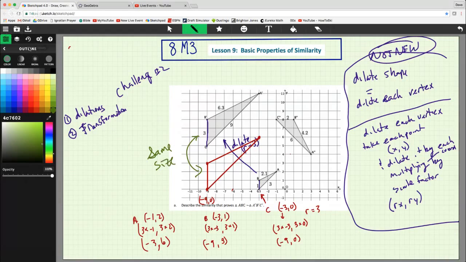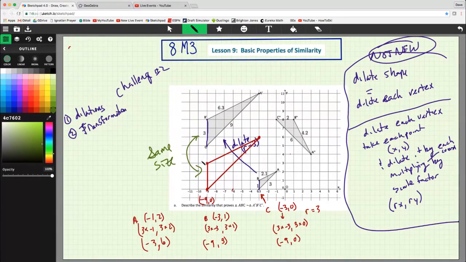They are the same size. Okay, so now we've done a dilation. Now we have to simply do a transformation. And what kind of transformation can we do? Well, they're already twisted in the same direction, so we don't have to do a reflection, nor do we have to do a rotation. We can simply just move this guy up.